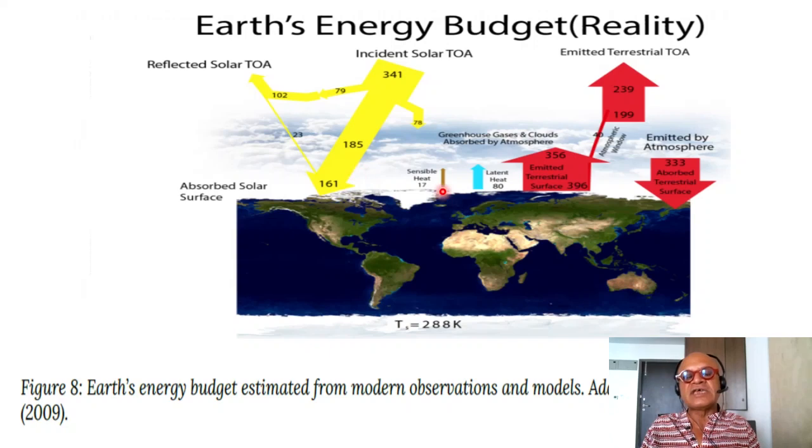So sensible heat is about 17 watts per meter squared. Latent heat is 80. 356 is emitted from the terrestrial surface. So you have to remember the numbers: for example, if only 161 is reaching the surface, how are we getting such large numbers? We will see that energy can bounce around. What is the best way to think about it?